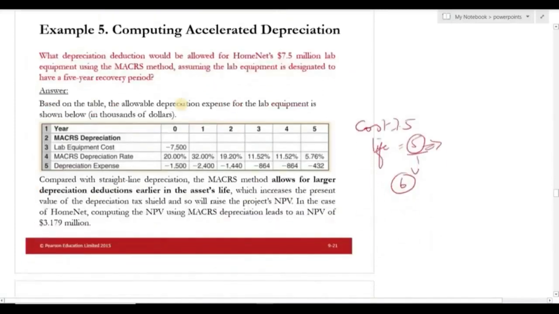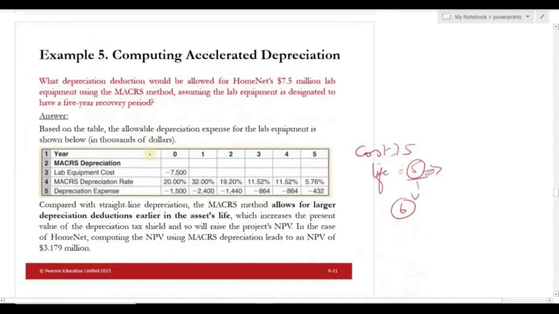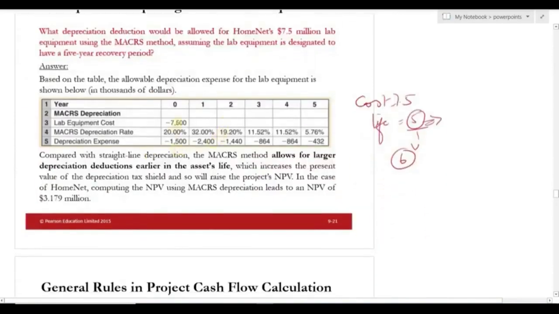So if you see, in year 0 there is also a depreciation expense. Okay, this is the cost multiplied by this 20%. This is the depreciation expense. And if you see this 32%, 32% multiplied by 7500, 19.2% multiplied by 7500, you get all these amounts. So in MACRS, you simply multiply the cost with the rates. Okay, so these are the fixed rates you have to use.